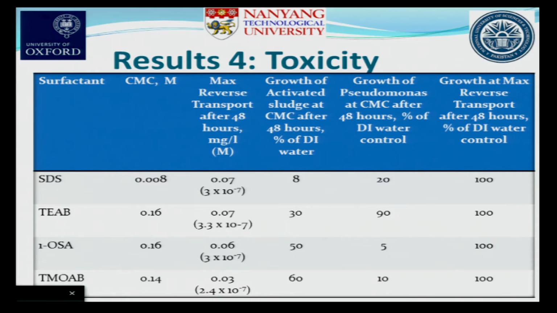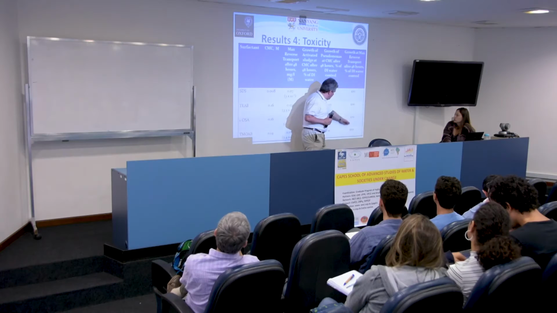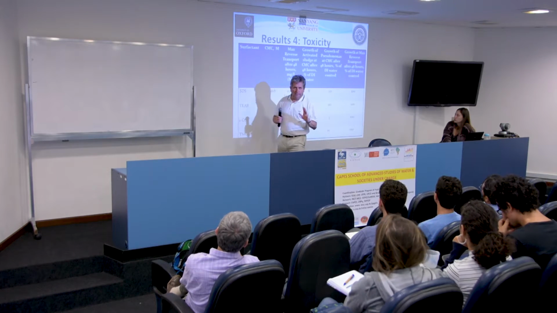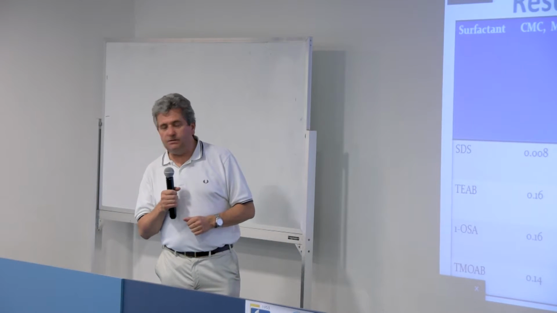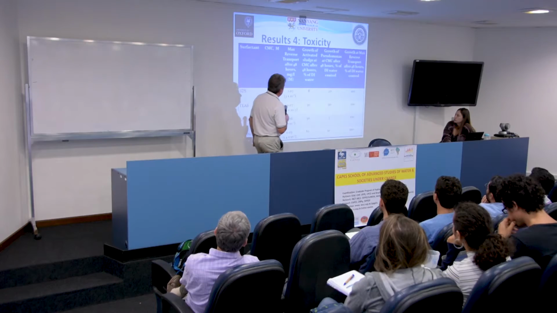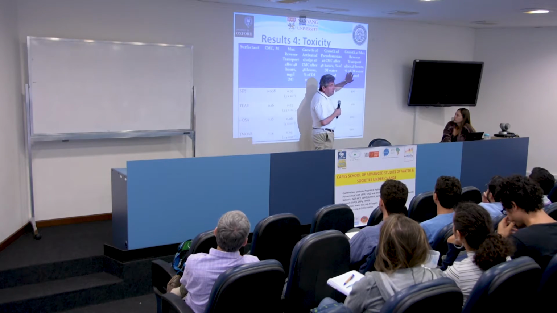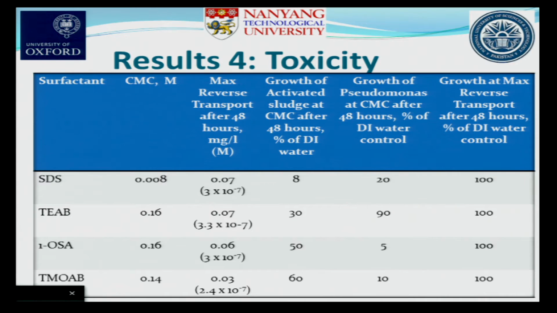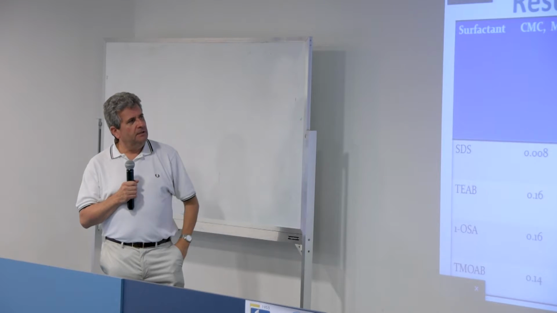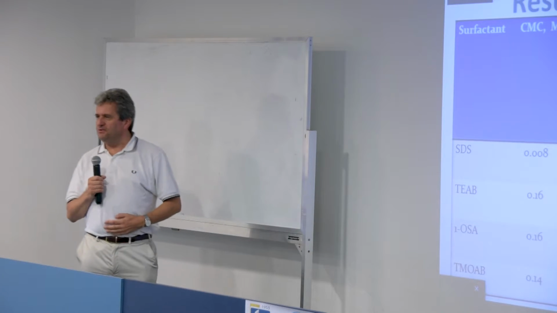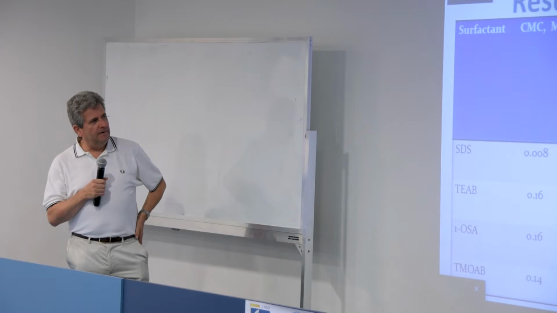But maybe it doesn't matter, because this is the thing that matters. So this is the growth of the bugs in the presence of the reverse transport after 48 hours. And that's a percent of DI water control where we have no toxics at all. And you can see they're all 100%. So maybe this doesn't matter. Maybe the membrane's enough barrier to stop the toxicity from moving through. So that's quite encouraging. So the bugs are surprisingly resistant to the draw solution, and I think that's very, very good news.